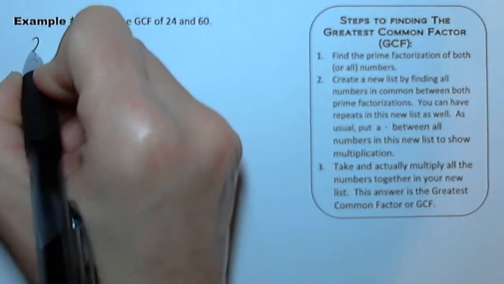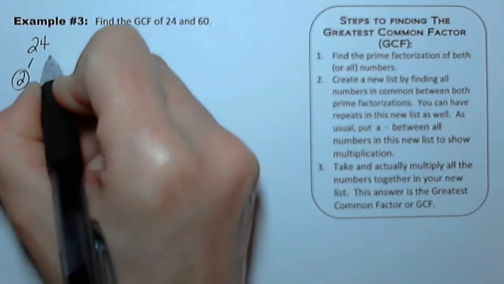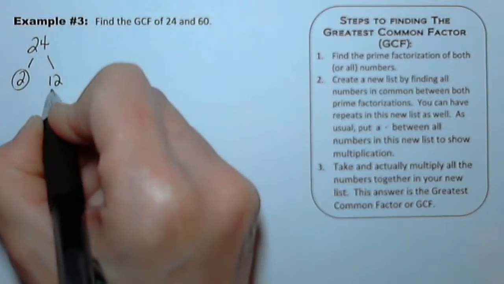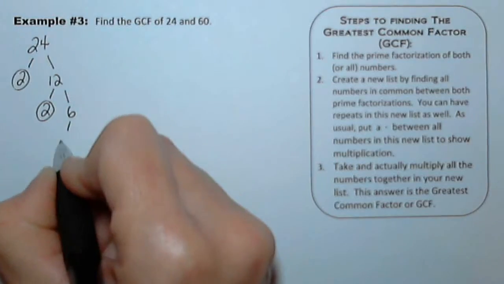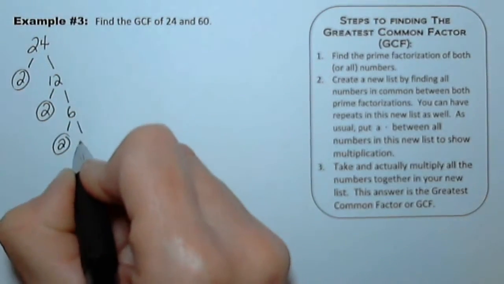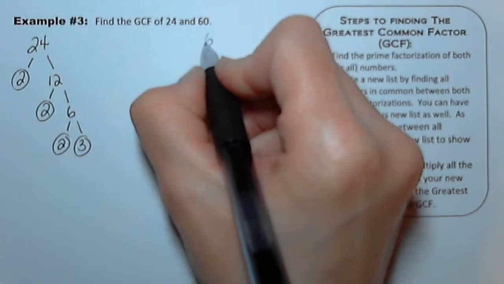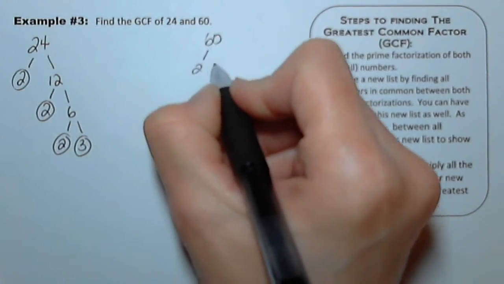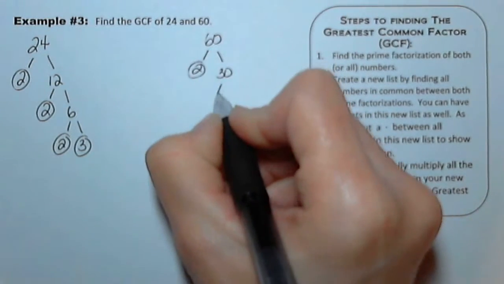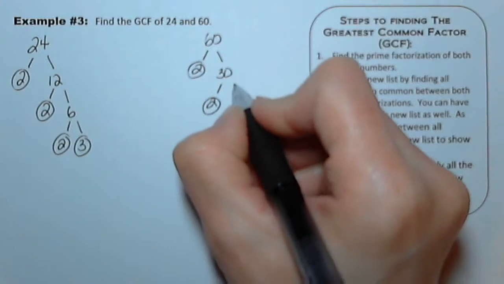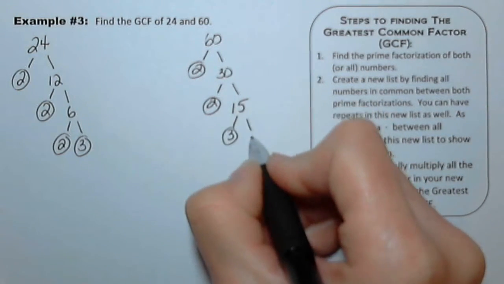So a factor tree for 24 is 2 times 12. 12 is 2 times 6. And 6 is 2 times 3. And then let's look at 60. 60 is 2 times 30. 30 is 2 times 15. And 15 is 3 and 5.